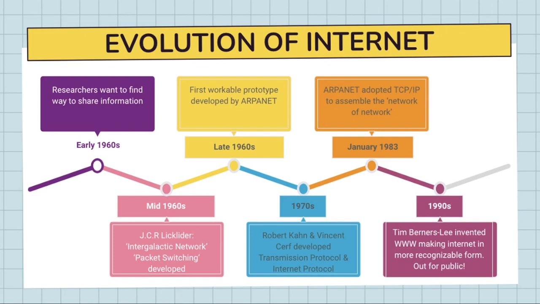In the 1970s, they realized that computers did not have a standard way to communicate with each other. So Robert Kahn and Vincent Cerf developed the Transmission Control Protocol, TCP, and the Internet Protocol, IP, which allow different kinds of computers on different networks to talk to each other. In January 1983, ARPANET adopted TCP and IP. From there, researchers began to assemble the network of networks that became the modern internet.